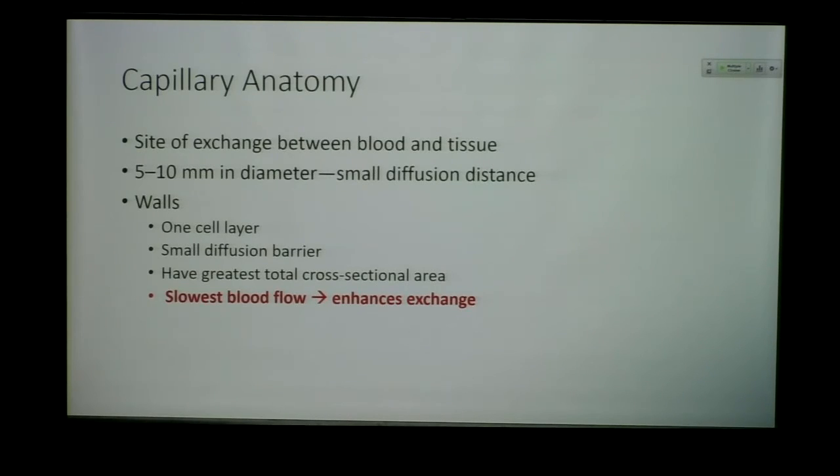In capillaries, we have the greatest total cross-sectional circumference, or surface area, the greatest among all of our vasculature. And that is pretty much because we have so many capillaries. It's the most abundant vasculature, or branch of the vasculature, rather.